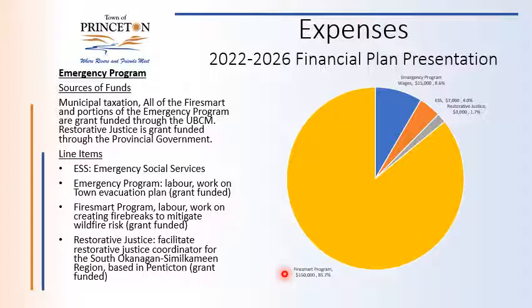Restorative justice is budgeted by the municipality. We are provided a grant annually from the province for restorative justice, but the municipality's only portion in Princeton is to collect that funding and forward it on to the restorative justice coordinator, who's located in Penticton. So really, it's a flow-through cost for us.